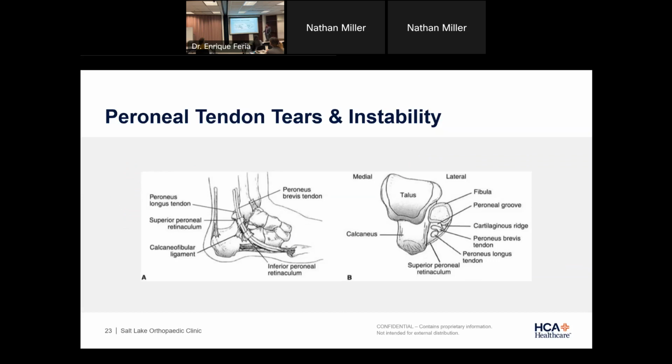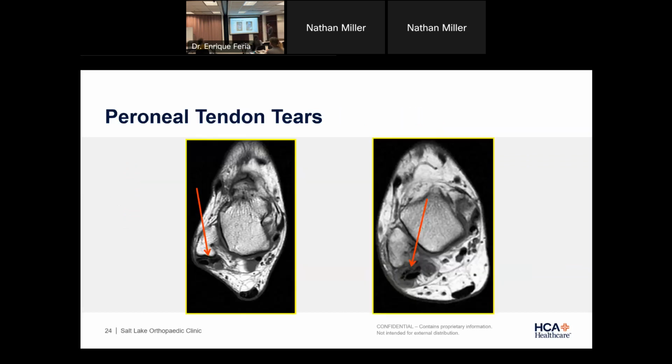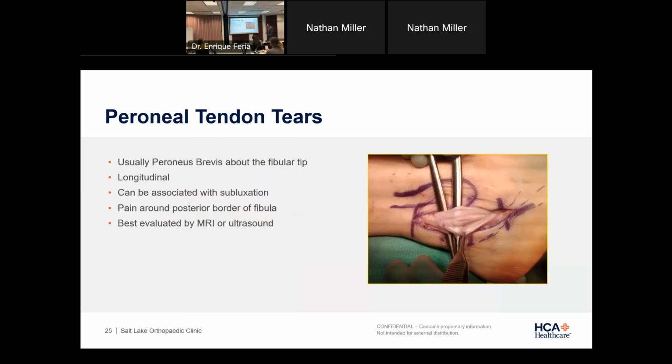The peroneus brevis is the one that's more commonly torn just because it's closer to the bone, so it's thought that it can have some frictional wear by rubbing against the bone. And again, just MRIs are typically how you diagnose these. The x-rays aren't going to show you much, but if you get an MRI, you can definitely pick up tears of your peroneal tendons. And again, typically your peroneus brevis is the one that's going to be injured the most. You see longitudinal tears, and there's typically pain on the posterolateral aspect of your ankle. And again, MRI or ultrasound is what's helpful in diagnosing these.